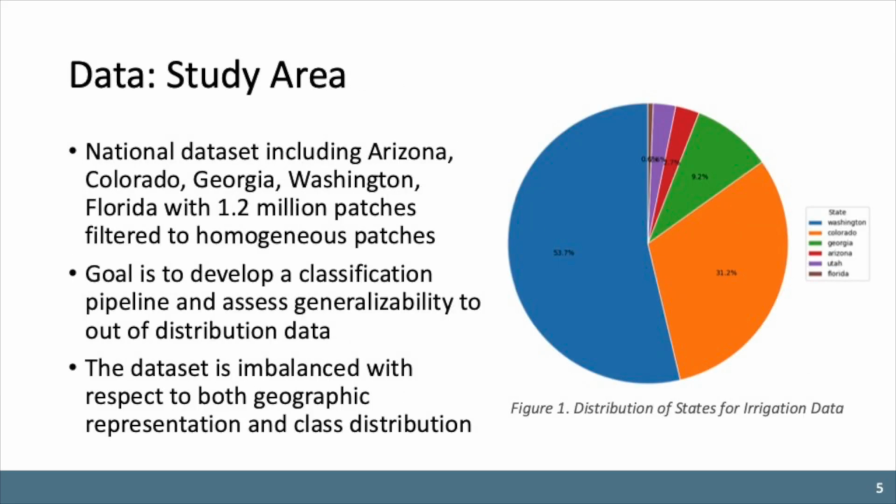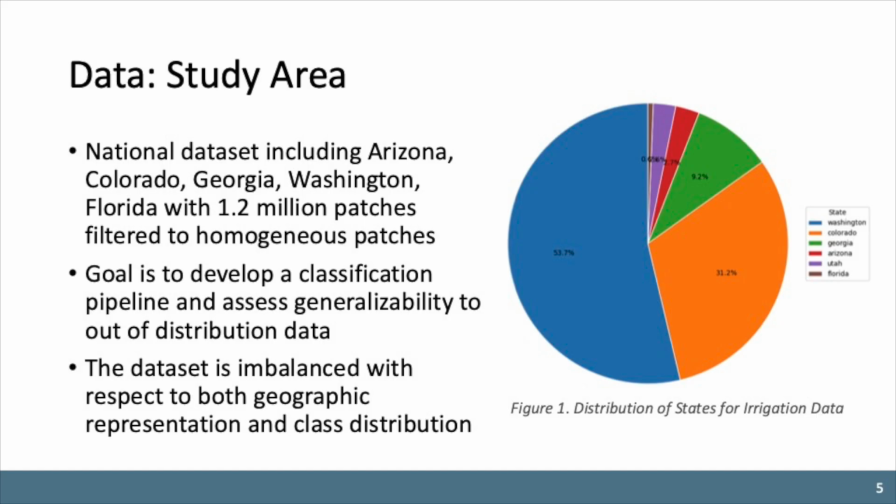Our dataset consists of satellite images segmented by irrigation type. We have these for a couple of states across the U.S., including Arizona, Colorado, Georgia, Washington, and Florida, with 1.2 million total patches that we filter down to just homogeneous patches. Our goal is to develop a pipeline and assess the generalizability to new states, which goes along with our general goal of building a national model.